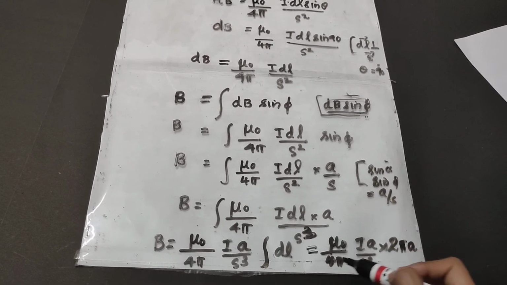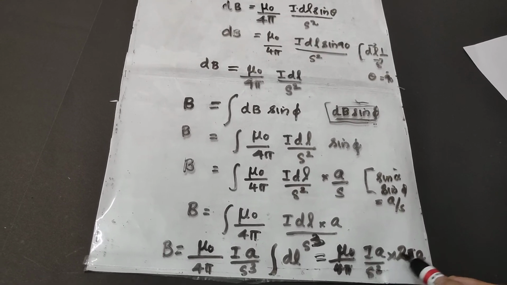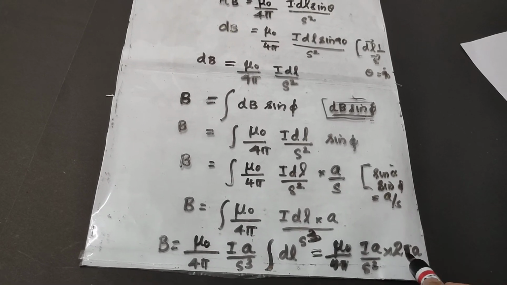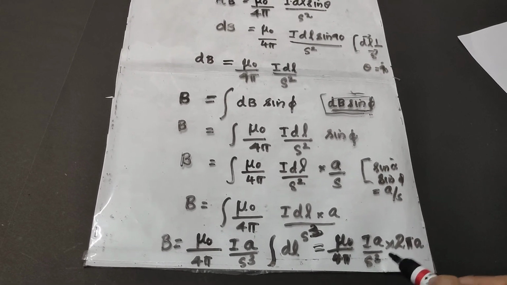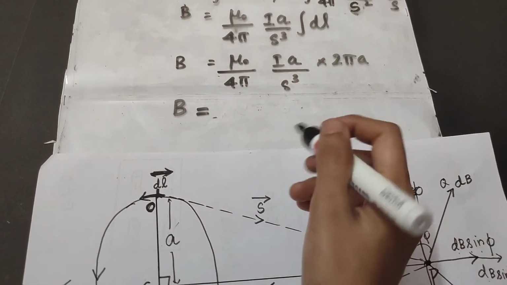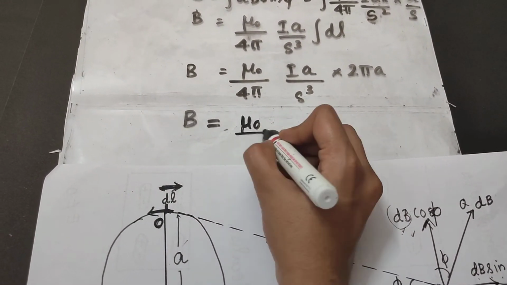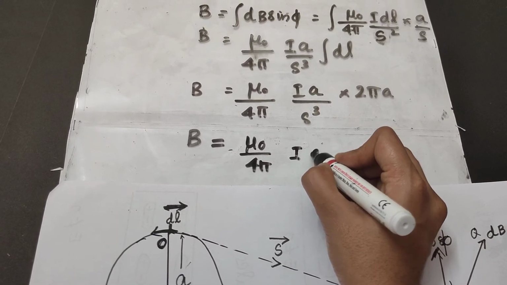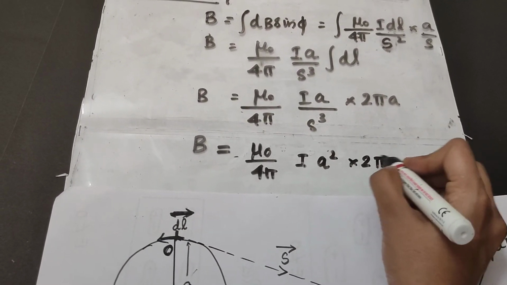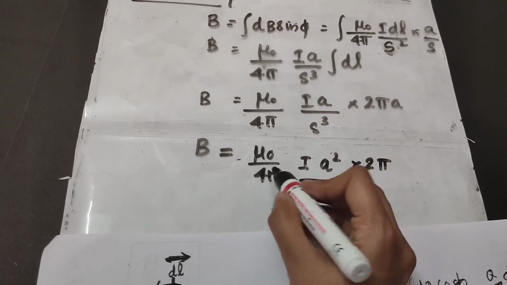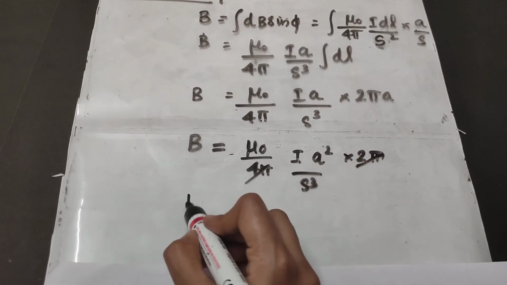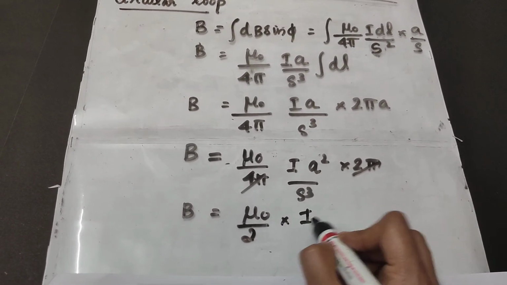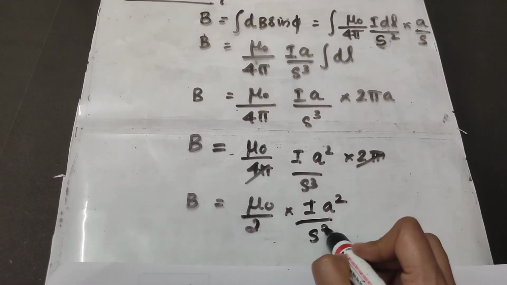And here 2π and 4π, after cancelling, in the denominator we have 2, and μ0 I, a into a is a², by s³. I will write that, which is equal to μ0/4π · I a² · 2π/s³. After cancelling, we get B = μ0/2 · I a²/s³.